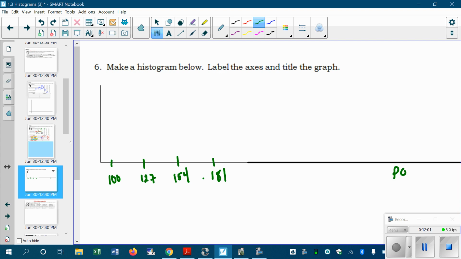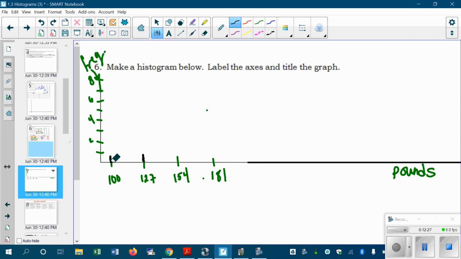This is in pounds, right? This is weights of people. Up on this axis, this is going to be my frequency axis. And I'm just going to count 1, 2, 3, 4, 5, 6, 7, 8. I think the most I had was 8. Okay, so each of my tick marks there is just equaling 1. And then when I make my bars, I'm going to come up from these edges.